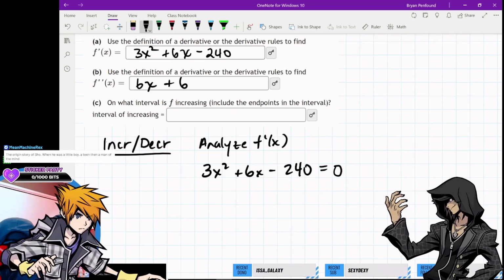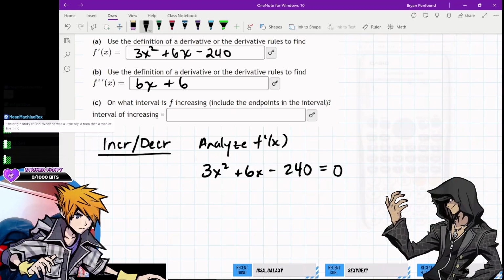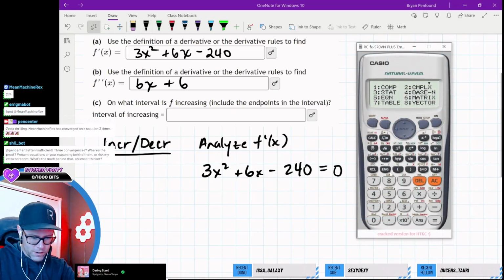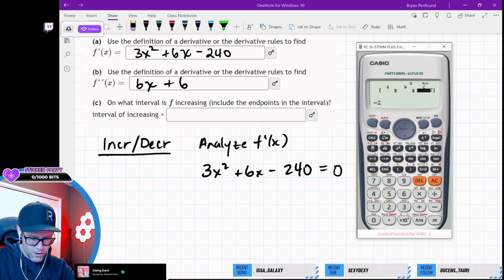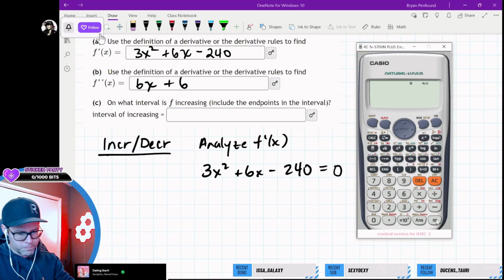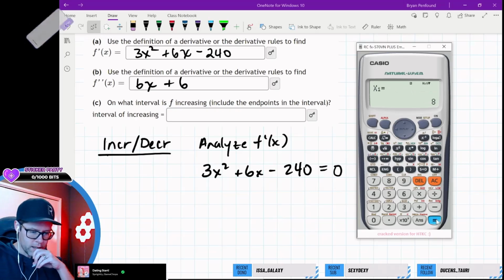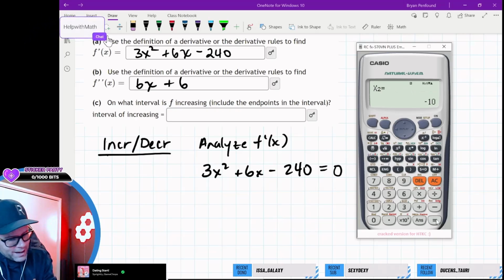Oh, here we go. Time for a pop quiz. Let's see. Let's go into equation mode. Let's solve a quadratic equation. Let's throw in 3 and 6 and negative 240. We get x is equal to 8 and x is equal to negative 10.